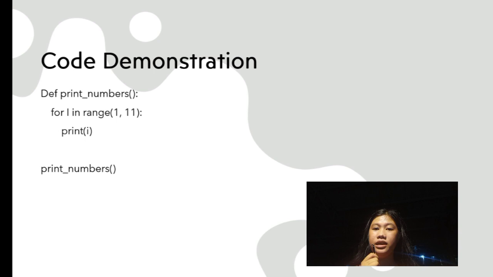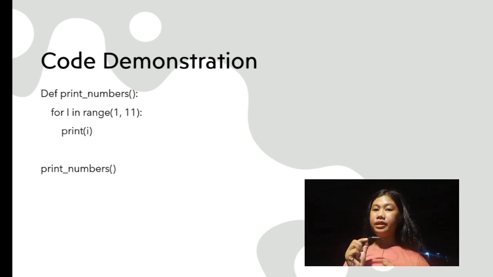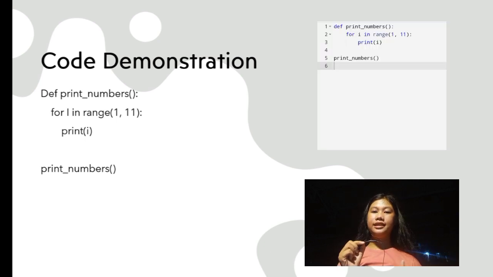In this case, the range is from 1 to 10, inclusive, denoted as range(1, 11). Within each iteration of the loop, the current value of i is printed using the print statement. After the loop completes, the function definition ends. The output will be like this.